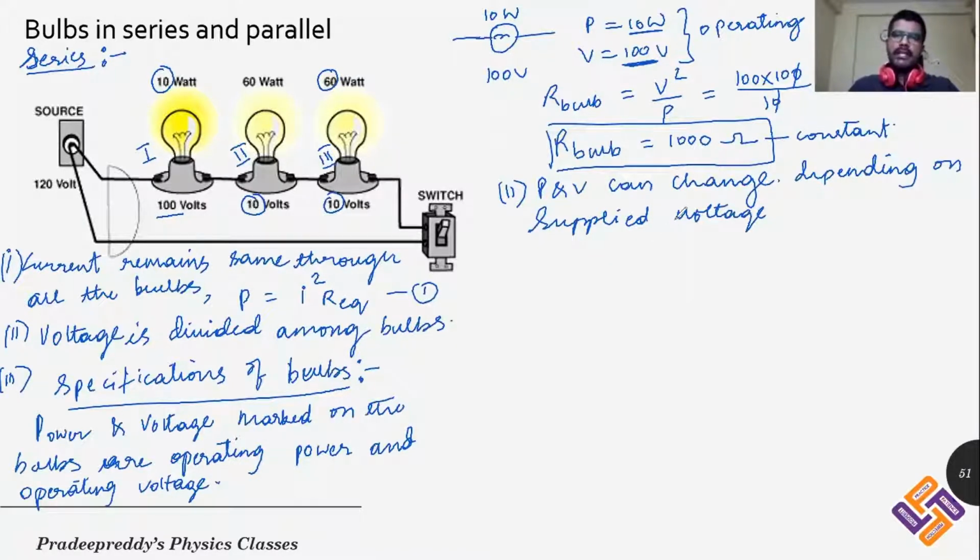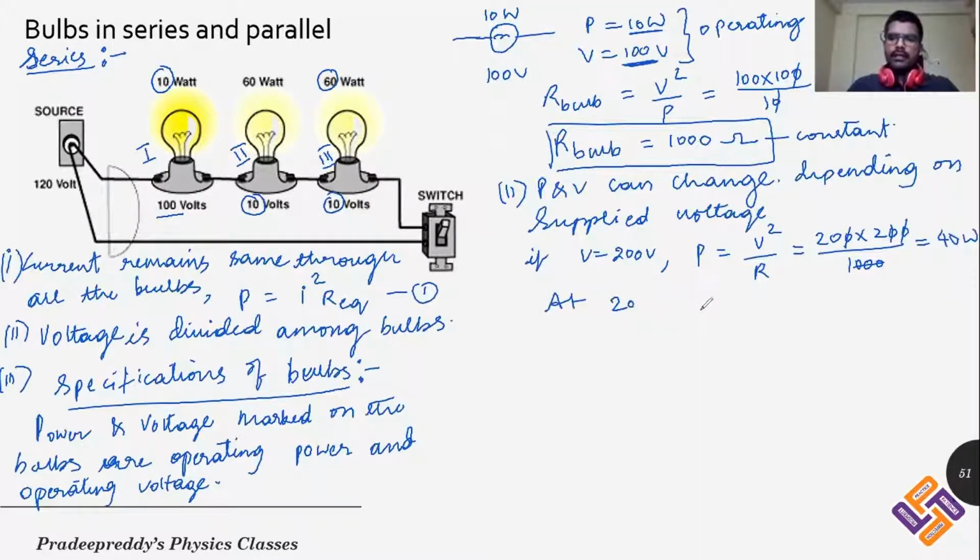Suppose the voltage is increased to 200 volt, if V is equal to 200 volt, then what is P? P is equal to V square divided by R. V square is 200 into 200 divided by resistance 1000. These 3 zeros and these zeros get cancelled. 2 2's 4, 40 watt. So that means at 200 volt power consumed is equal to 40 watt.